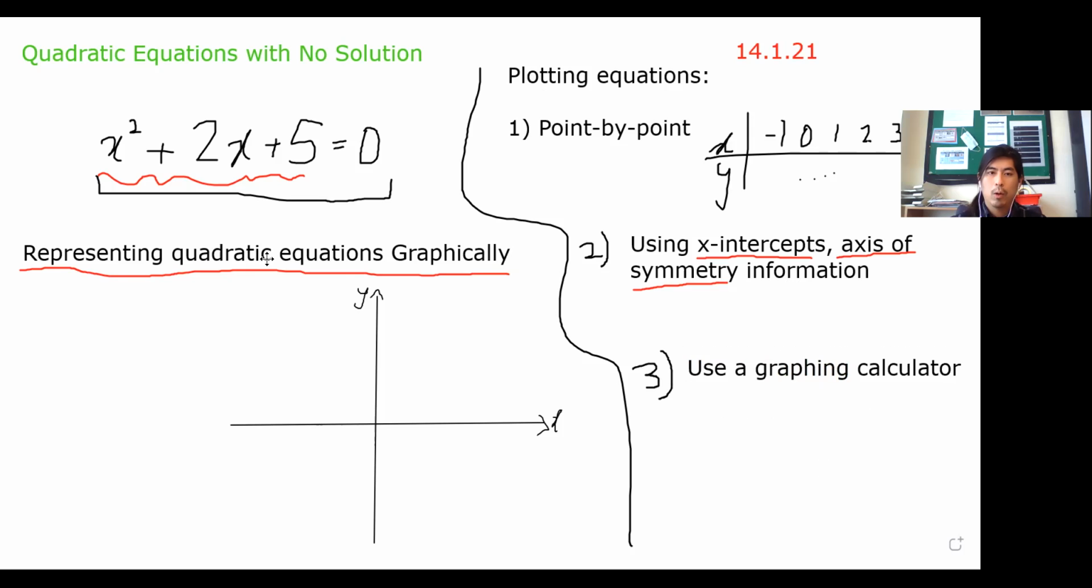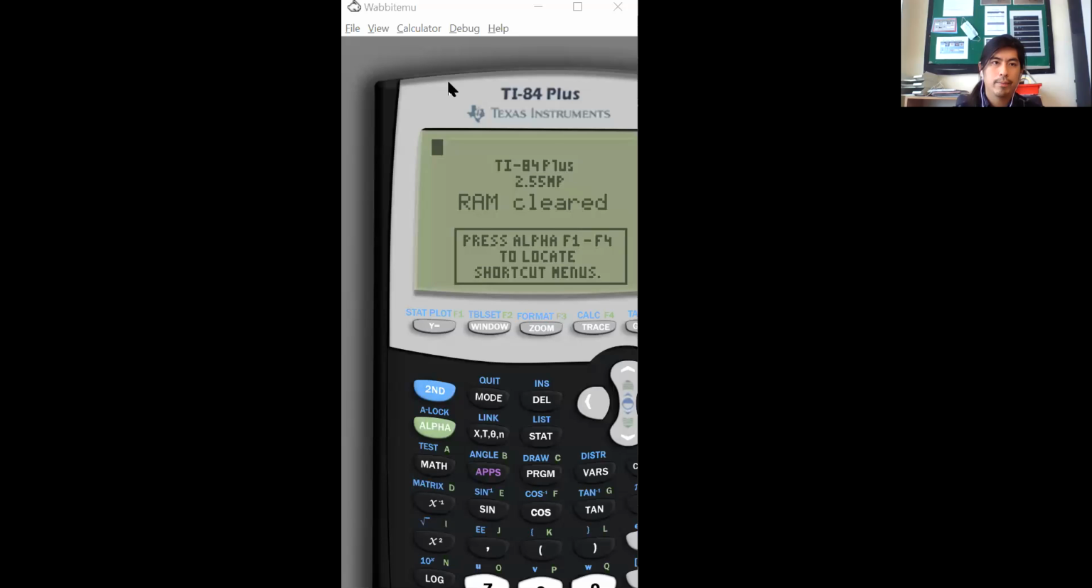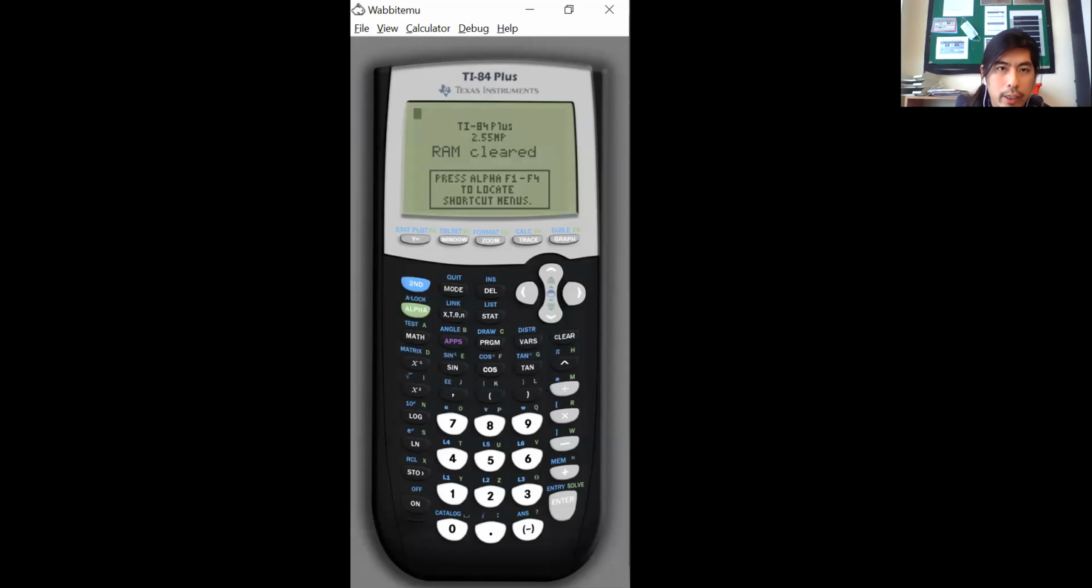Okay, so how do we use a graphing calculator to plot this? You just put it in. So if you have your graphing calculator, let me show you what to do. Okay, here is my beautiful TI-84 Plus. And we're going to be plotting this equation. So you go to y equals, and it was x squared plus 2x plus 5.